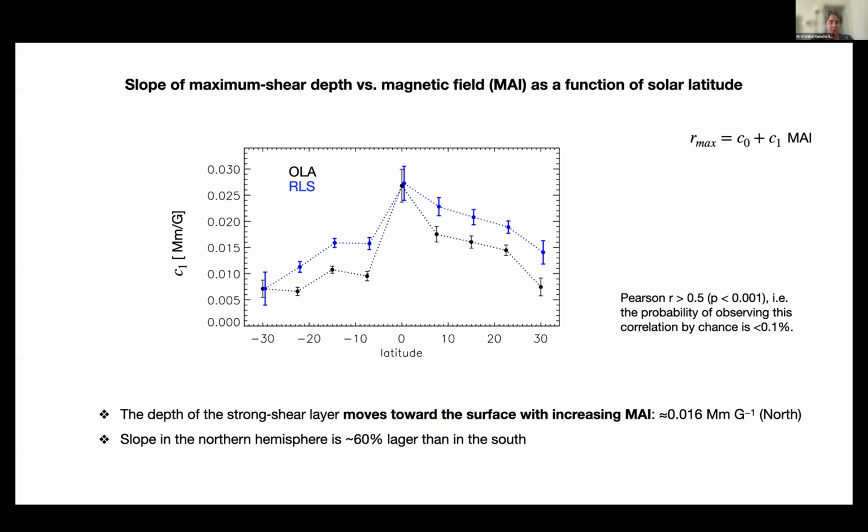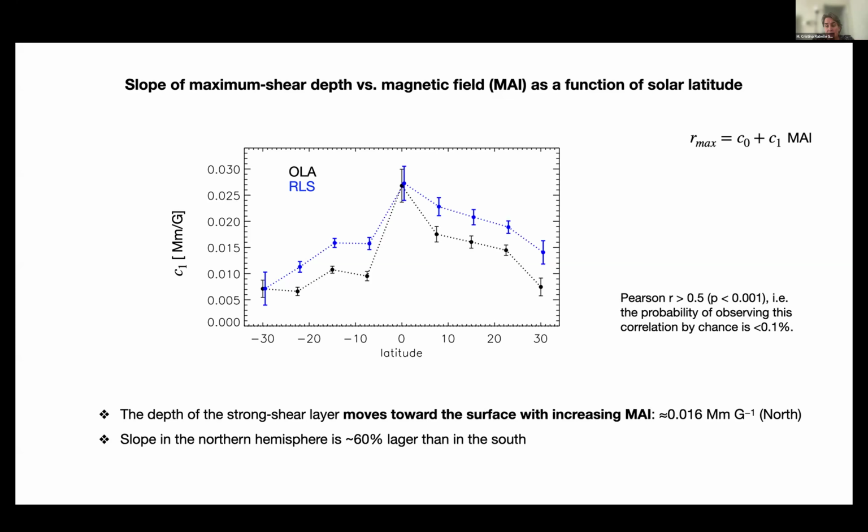Here are the coefficients, so how much the location changes with MAI. I changed from fractional radius to depth to have numbers that are easy to assimilate. And so there is a difference between Euler and RLS. We talked about this in our previous paper, so I'm not going to talk about this now. But it's interesting that you can see that the depth of the stronger shear moves towards the surface with increasing MAI.